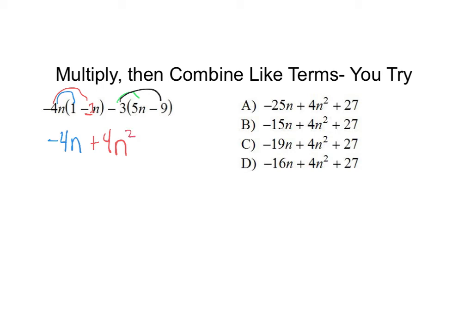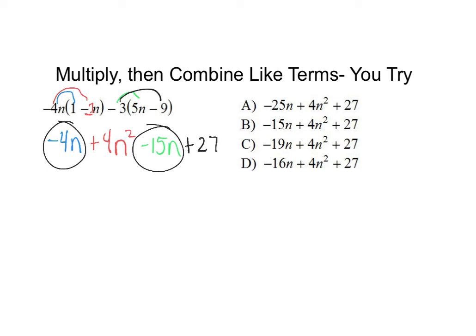Then we do negative 3 times 5. That gives me negative 15. There is no other n, so I just bring it along for the ride. And then negative 3 times negative 9 is a positive 27. There are no n's. So now I'm going to write in standard form and combine like terms. So the only like terms are that negative 4n and that negative 15. Everything else, I just need to rewrite it so that it's in standard form.